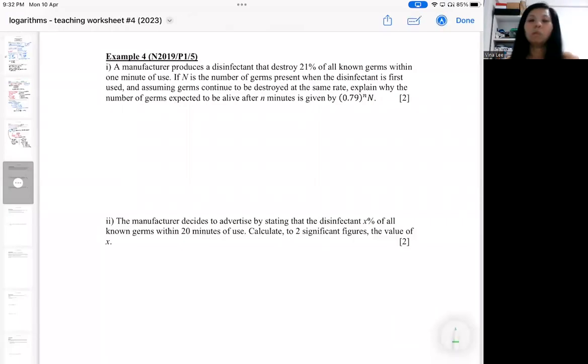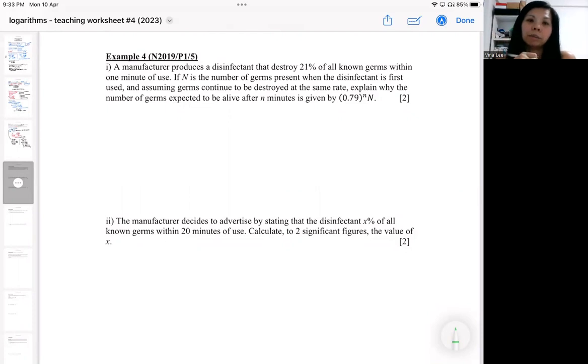Okay, so this one is a recent O-level question on real-world context on exponential equation. It's actually quite long, and some students will have some trouble understanding or answering it. So let's read in detail.